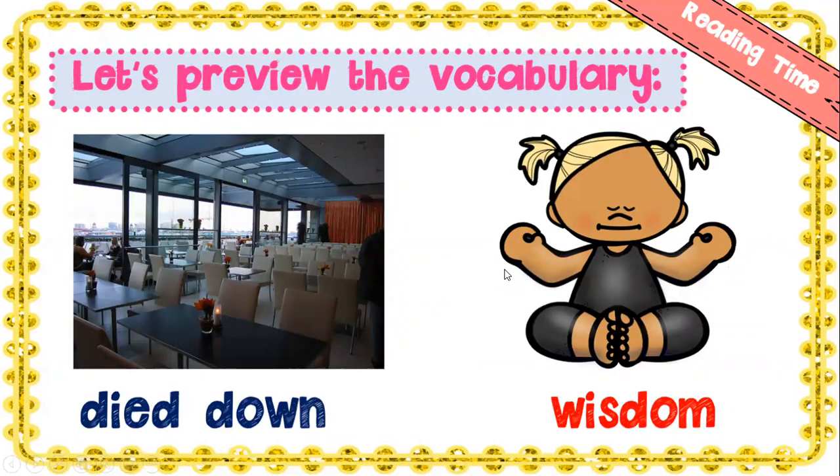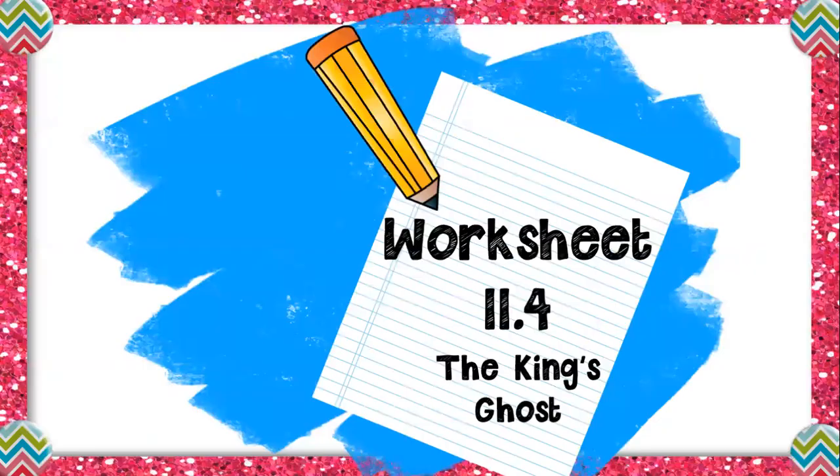Now you'll hear the phrase died down. If something died down, it came to an end. After the audience gave a long standing ovation, the cheers finally died down. So they kind of ended. Wisdom is accumulated knowledge. Her grandfather had a lot of wisdom that he shared when he told her stories.